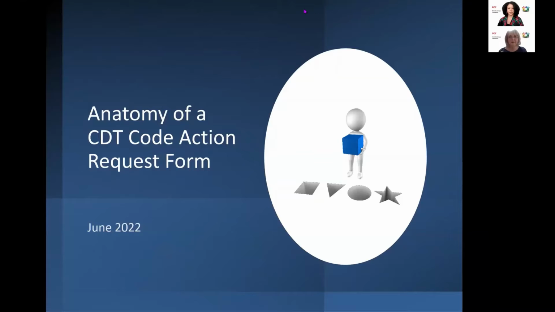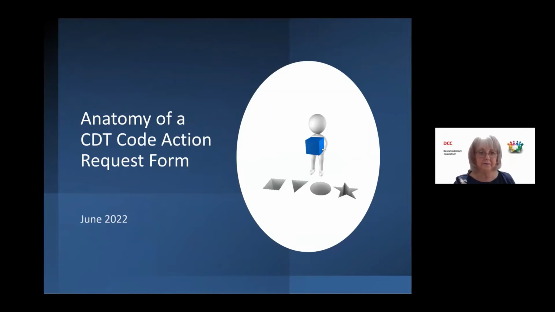Here we go. We're going to call this the anatomy of a CDT code action request form. And there's a little guy trying to decide, where do I put my box? How do you fill it in? How do you do that? And it's not moving forward.